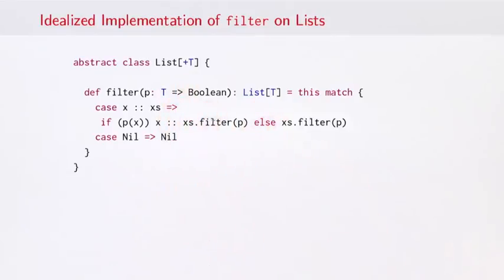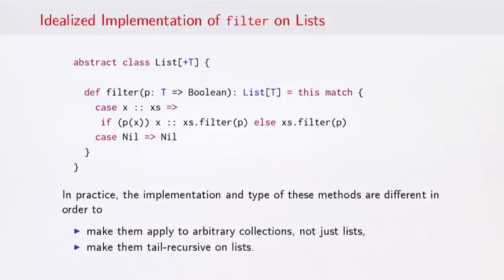It keeps all the elements of the list that satisfy the predicate. The way it does that is again with a pattern match. If the list is non-empty with a head x, then if the predicate holds for x, you get back x followed by filter on the tail with the predicate. Otherwise, you just filter on the tail and you drop the first element. And in the case of nil, you get back nil as before.